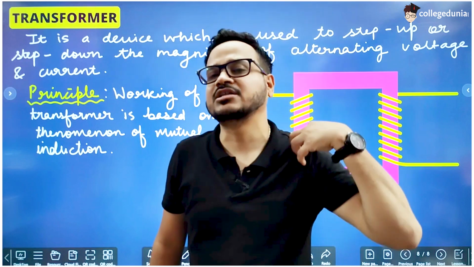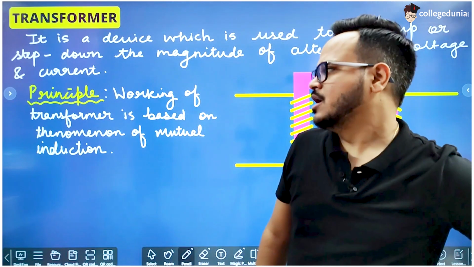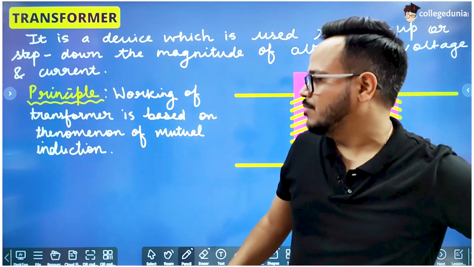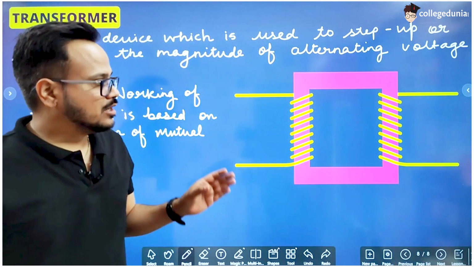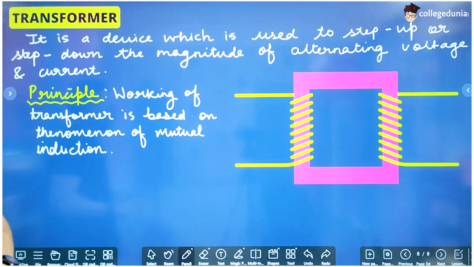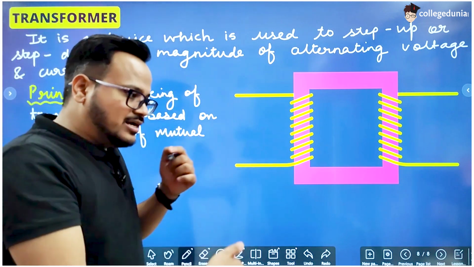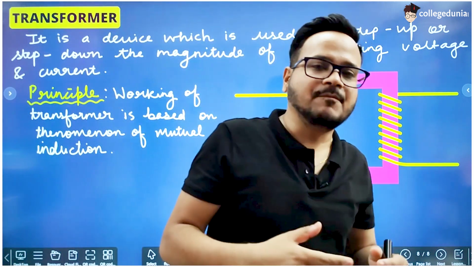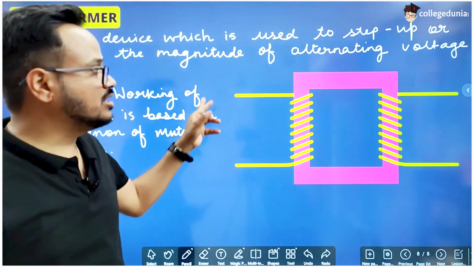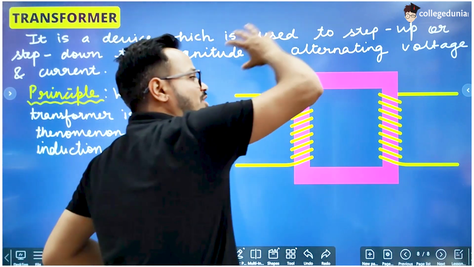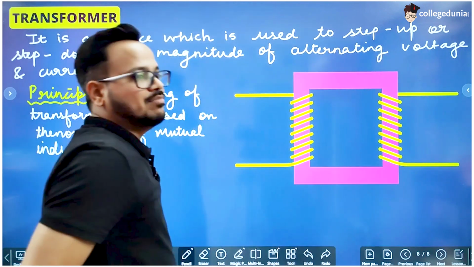You all must have studied the chapter electromagnetic induction, in which we have studied this phenomena mutual induction, in which if we change the current through one coil, then an EMF and a current is induced in the neighboring coil, right? When the current is changed in one coil, an EMF and current is induced in the neighboring coil.